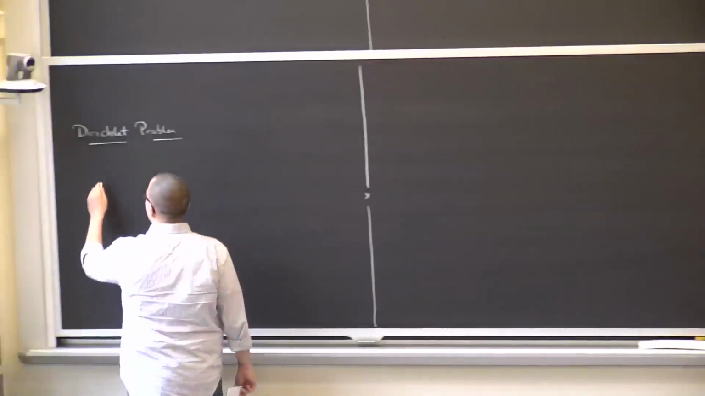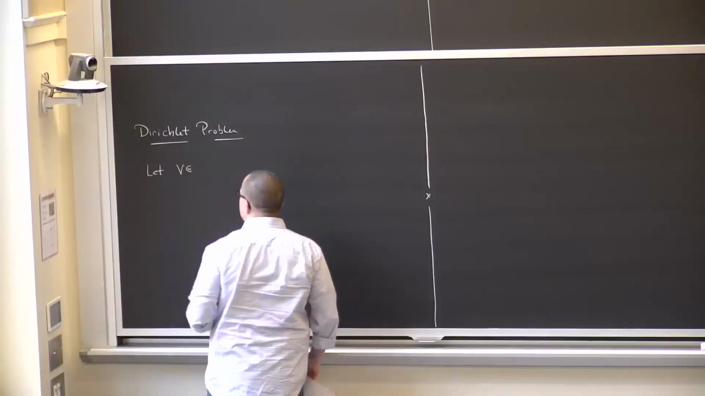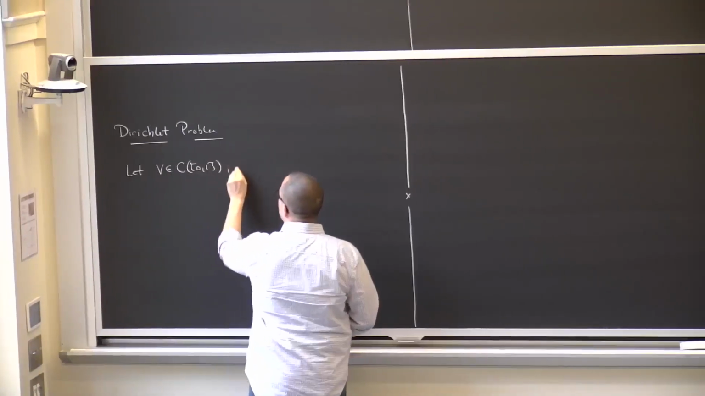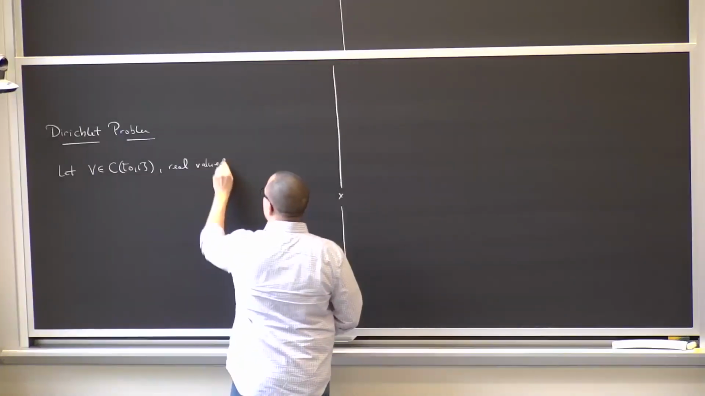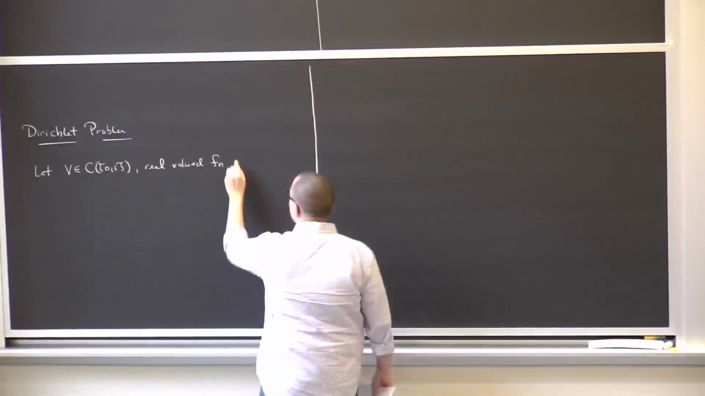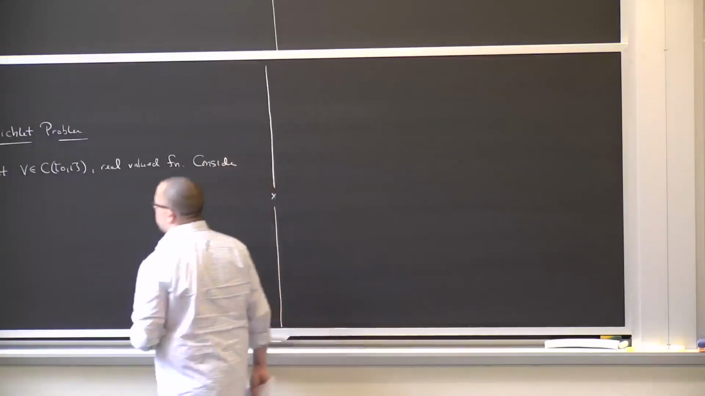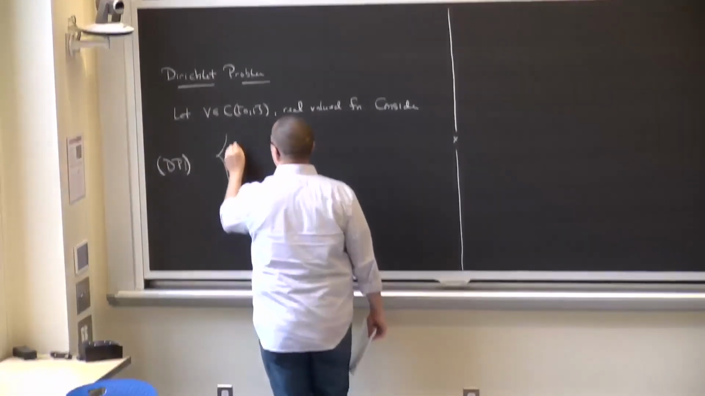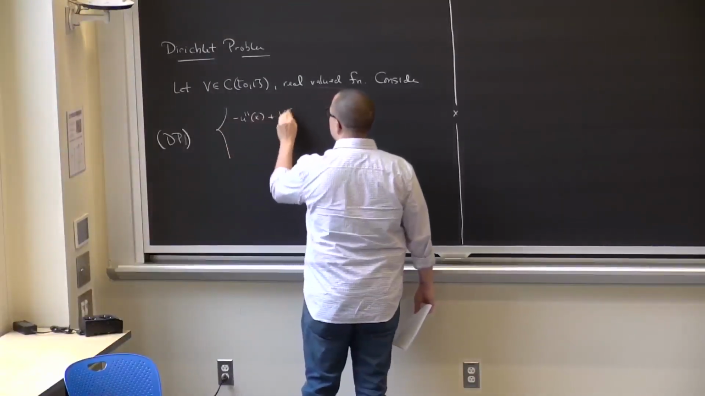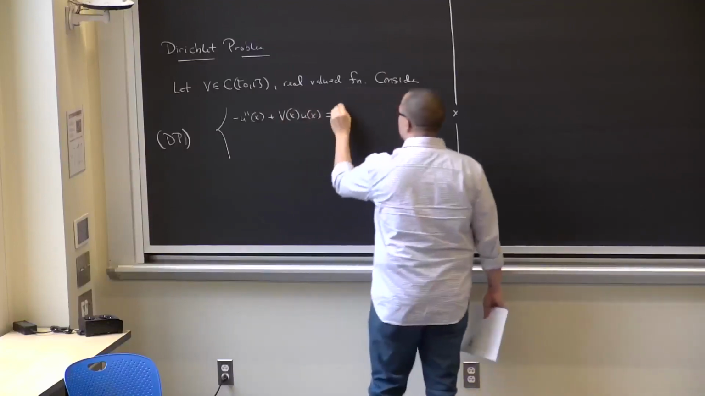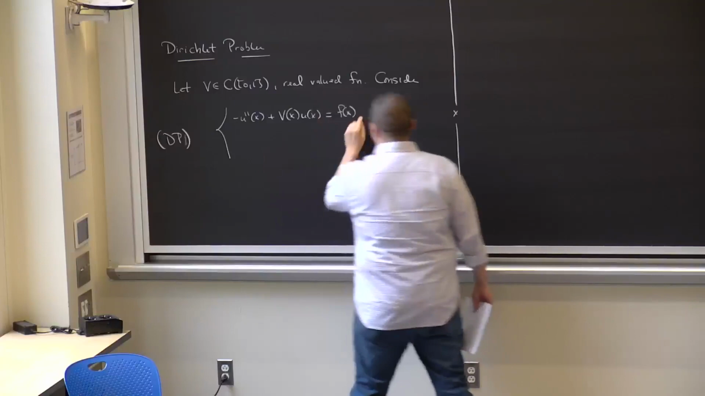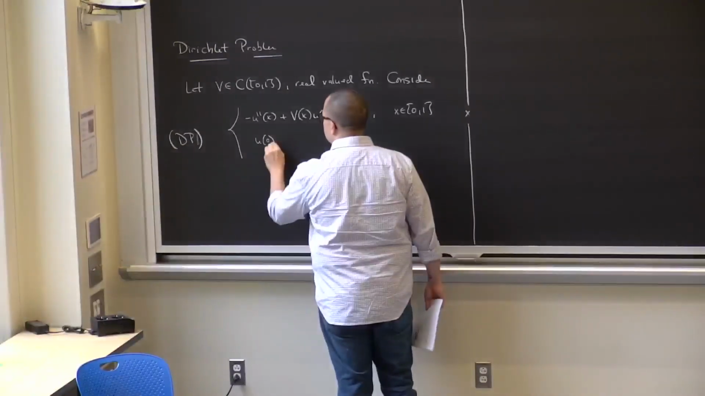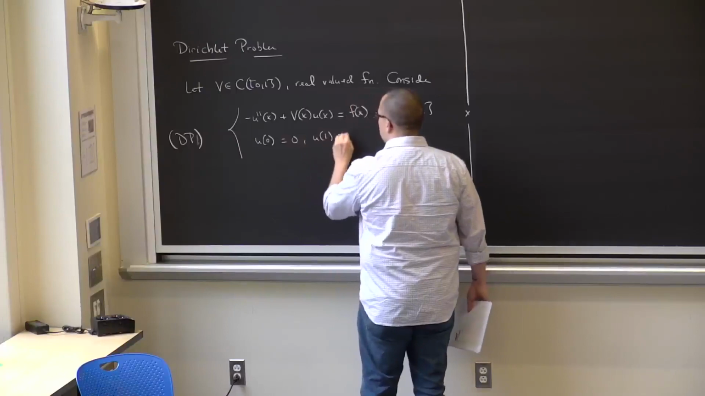So what's the problem we're going to look at? Let V be a continuous real valued function, and we will consider what I will call the Dirichlet problem: minus u double prime of x plus V of x u of x equals f of x, x in (0, 1), with boundary conditions u of 0 equals 0, u of 1 equals 0.